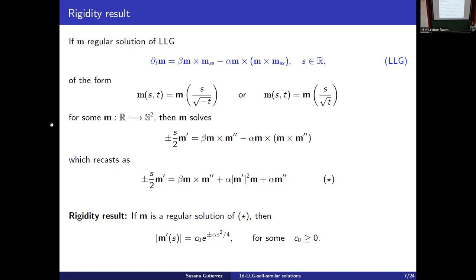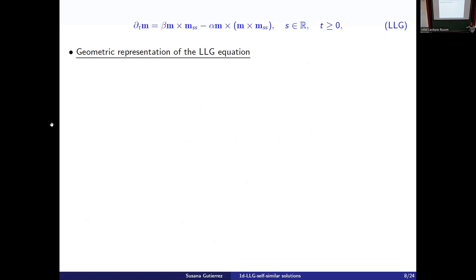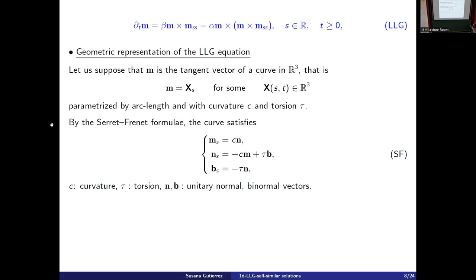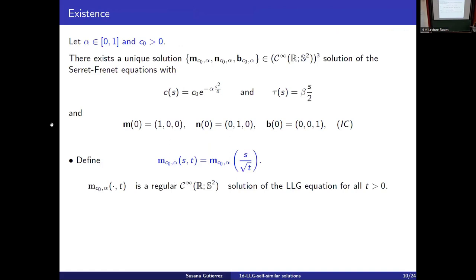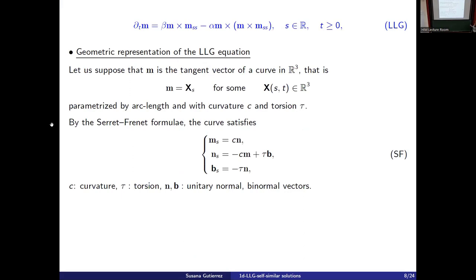Okay, so in order to find this type of solutions, we follow the approach that was quite successful in the setting of the Schrödinger map or in the setting of the binormal flow. And for that, what we are going to do is to derive what we call the geometric representation of the energy equation. This geometric representation consists in associating the unknown profile with the tangent vector of the curve in R3 that is parametrized with respect to the arc-length parameter and has associated a certain curvature and a certain torsion.